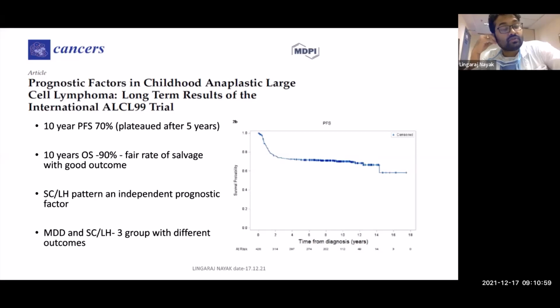So that is interesting to note about anaplastic lymphomas. Now this small cell and LH pattern that I was discussing in my prognostication slide came out as a very important prognostic factor, and the outcomes of these patients who have this particular morphological pattern is in the tune of 30 to 40% as opposed to 70%.